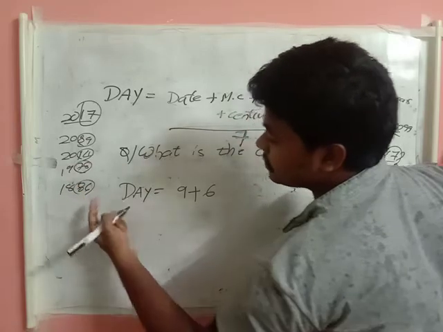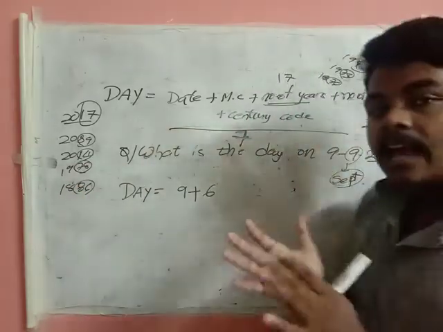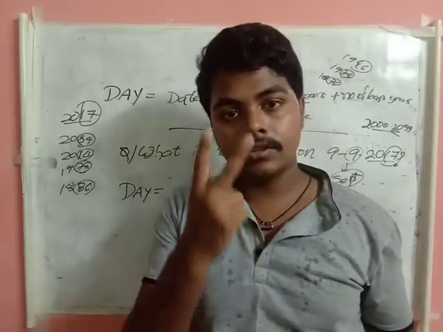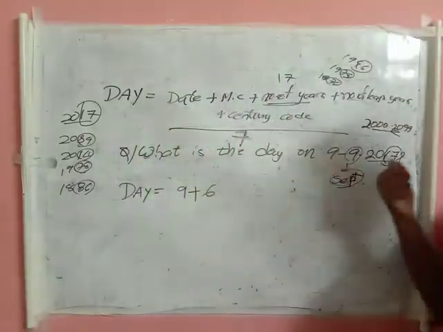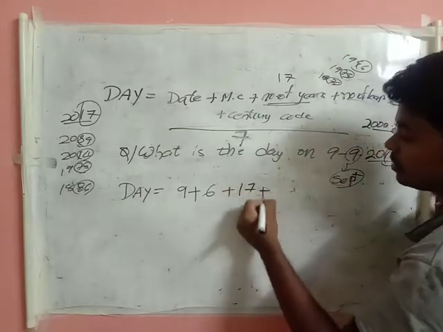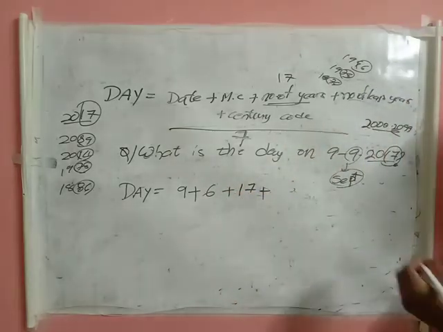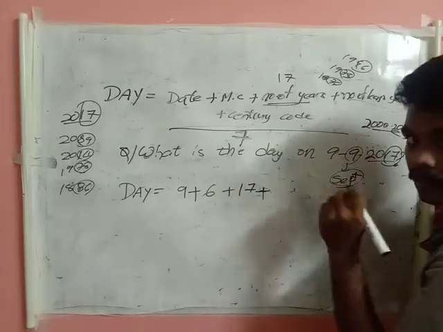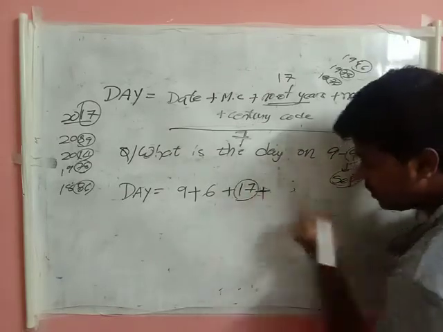1886, number of years 86. Means the year which they have given, you just take the last two digits. So what are the last two digits in 2017? That is 17. So the number of years is 17 plus number of leap years. What is this number of leap years? So what I will tell now, you just take the 17.